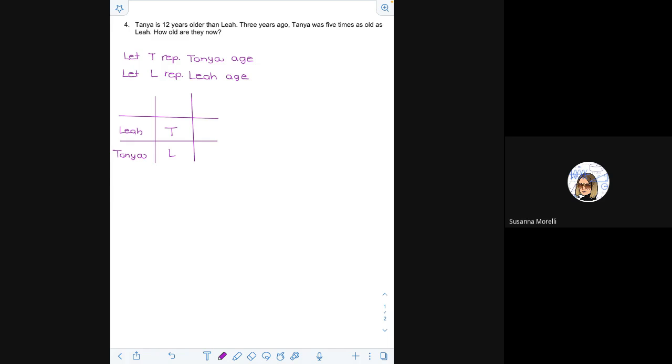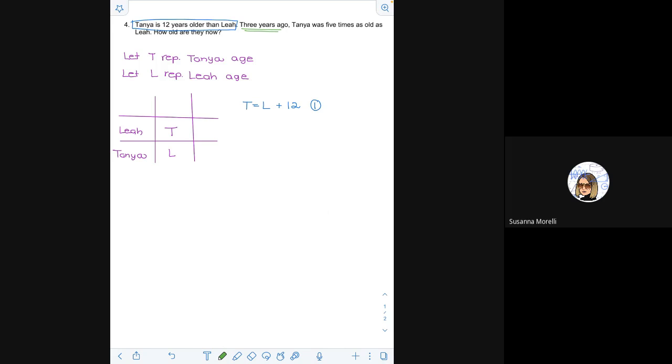Okay. So let's start with the first equation here. And it says Tanya is 12 years older than Leah. So Tanya is the older one, and she's Leah's age plus 12. Okay. So whatever Leah is, Tanya is 12 years older than that. So that's our one equation. And then we have to do another equation. It says 3 years ago.